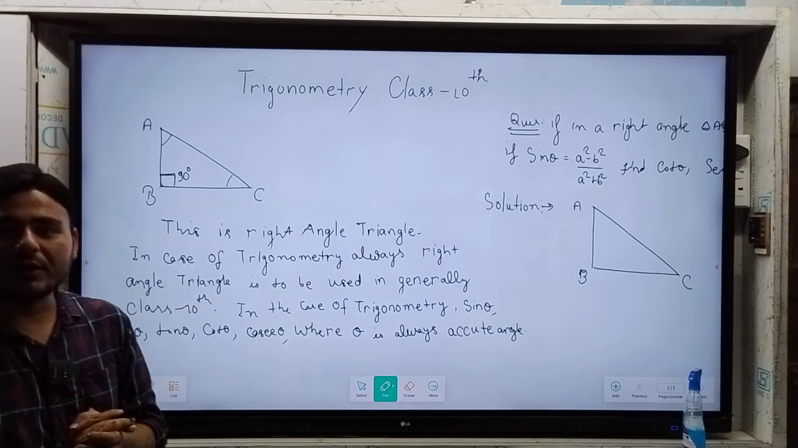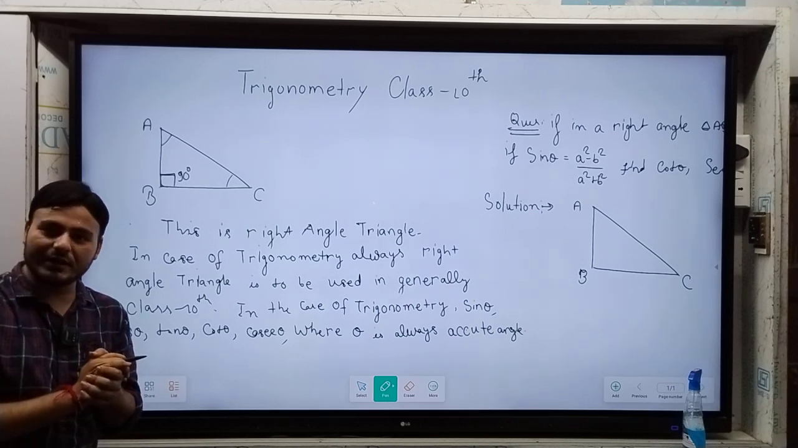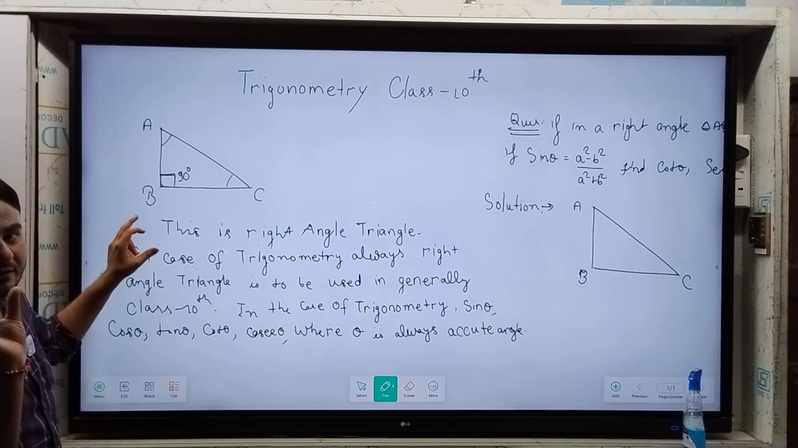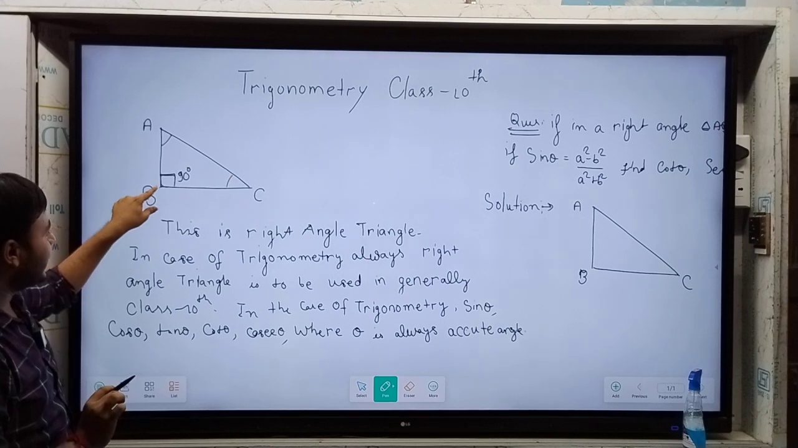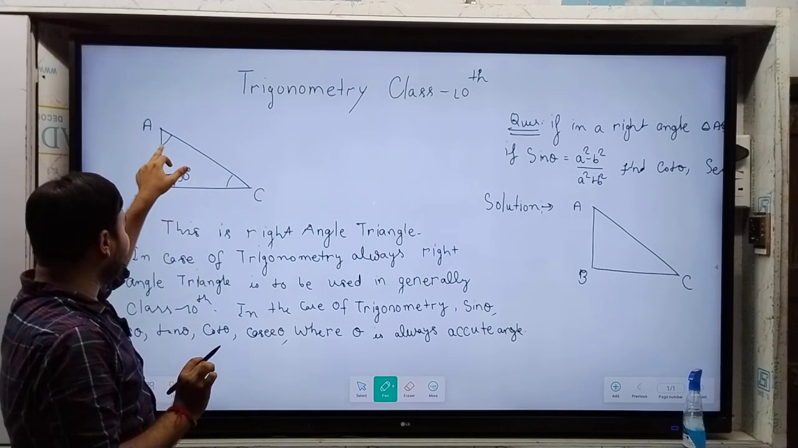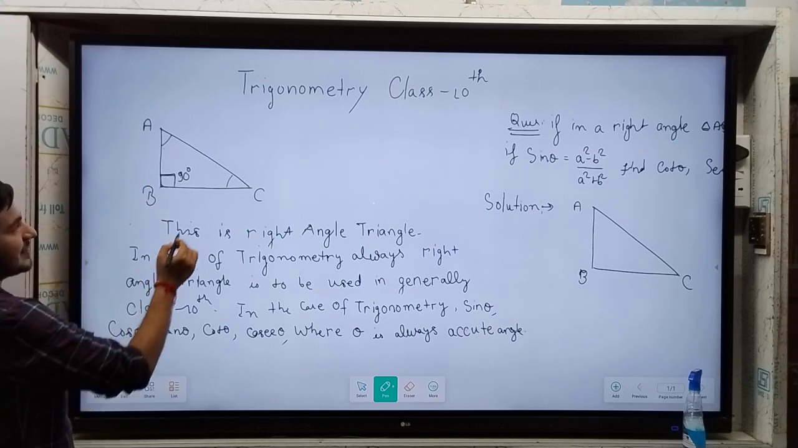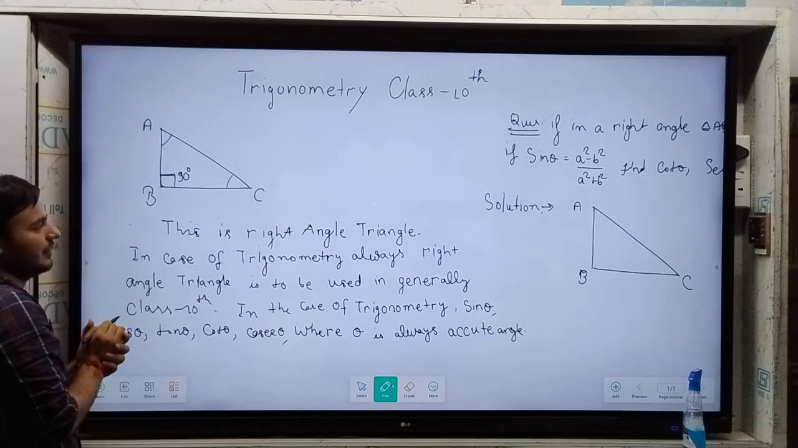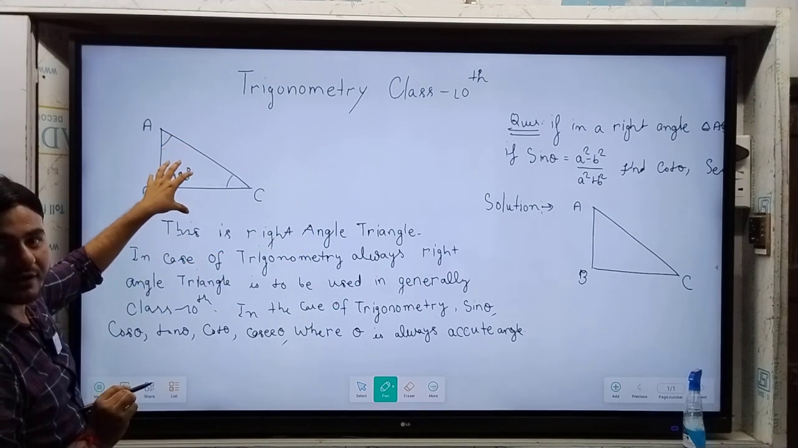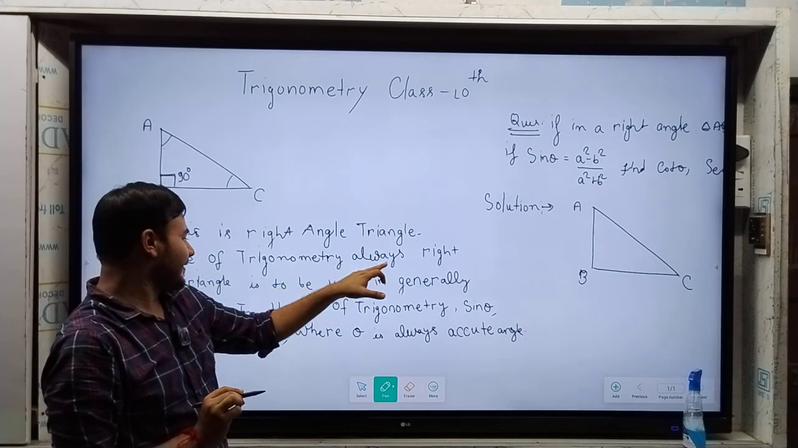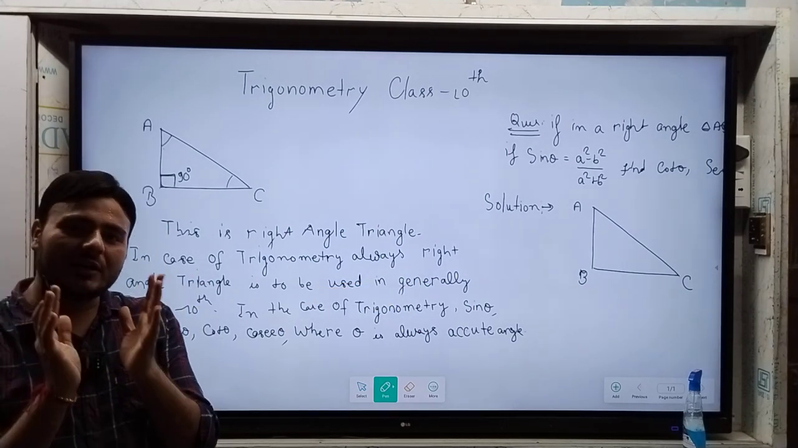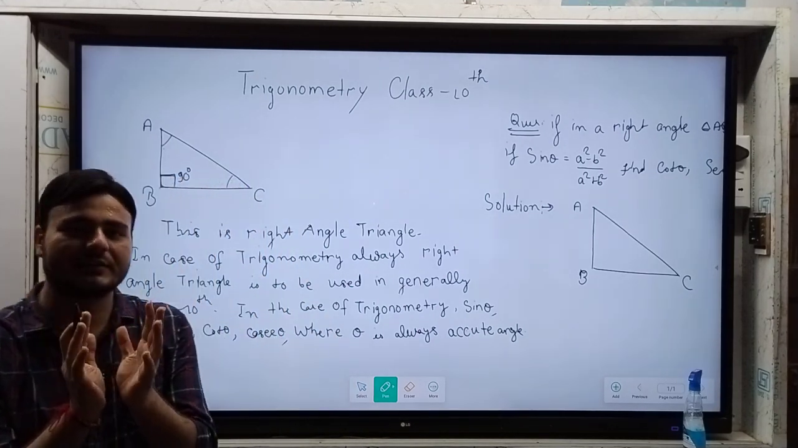Acute angle, what is this? An acute angle is always greater than 0 degrees but less than 90 degrees, but a right angle is always exactly 90 degrees. Here, at B, angle B will be 90 degrees and angle A and angle C will be acute angles, less than 90 degrees. So this is a right angle triangle. In class 10 trigonometry, we always use a right angle triangle.